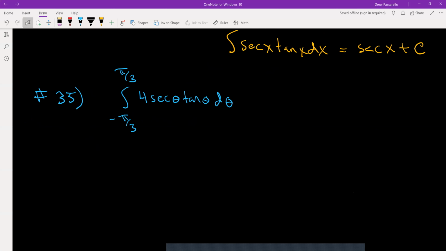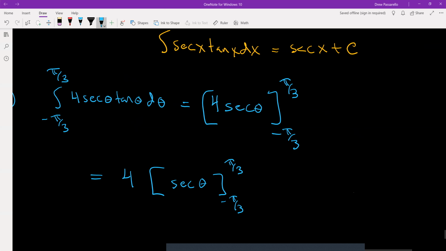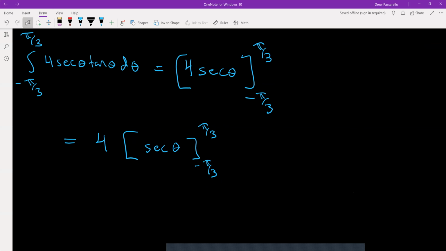So this will turn into 4 secant theta, because we have the 4 that we'd factor out in front, and then we integrate secant tangent, and that's secant. So it'll be 4 secant theta, going from negative pi over 3 to pi over 3. What I like to do is factor out the 4 in front and just focus on secant theta. So that's going to be 4 times secant pi over 3 minus secant of negative pi over 3.